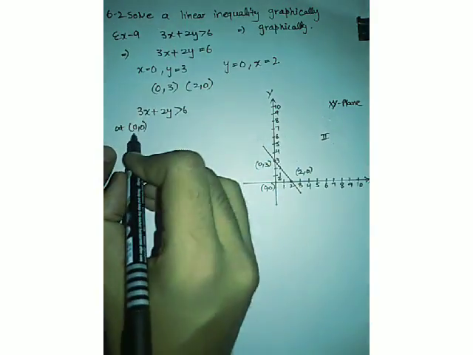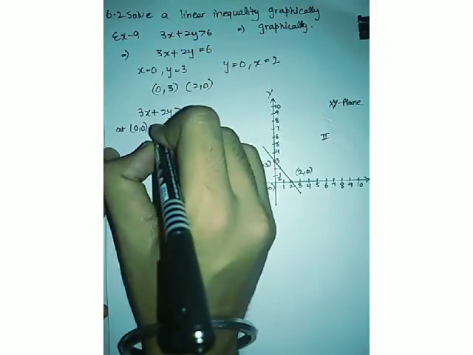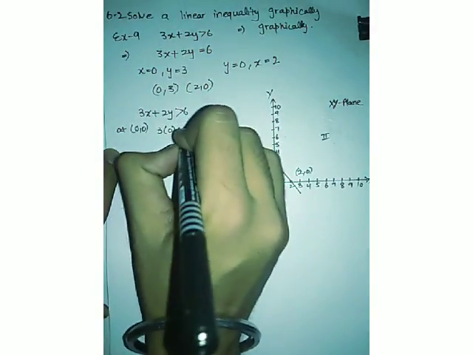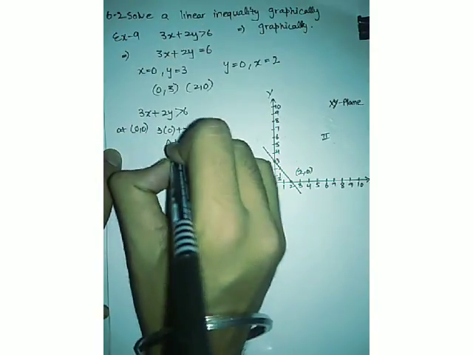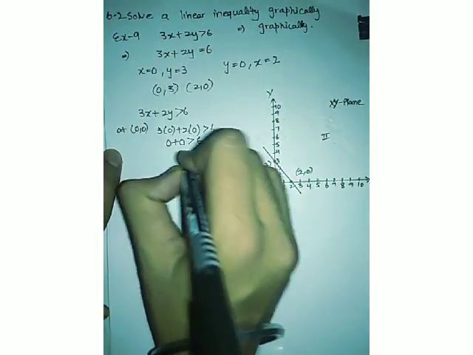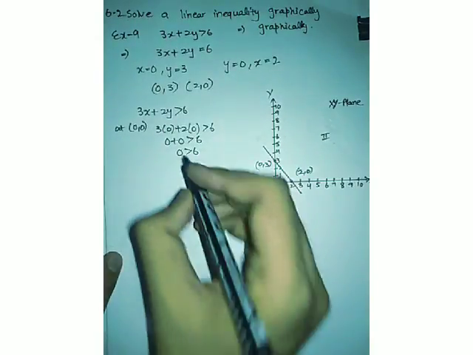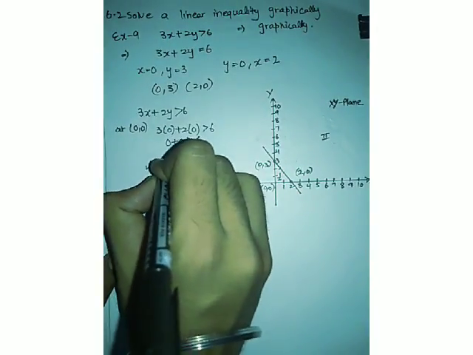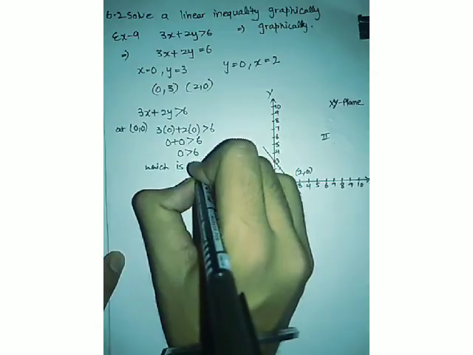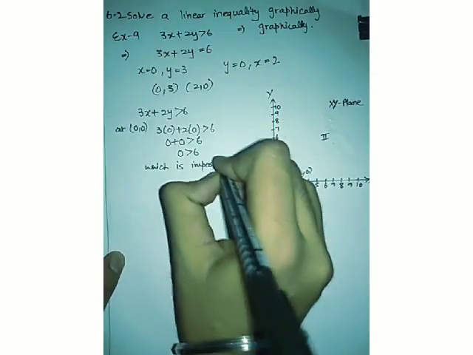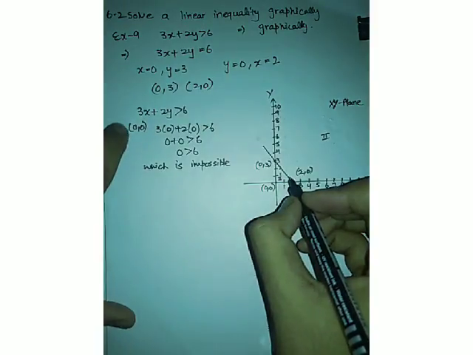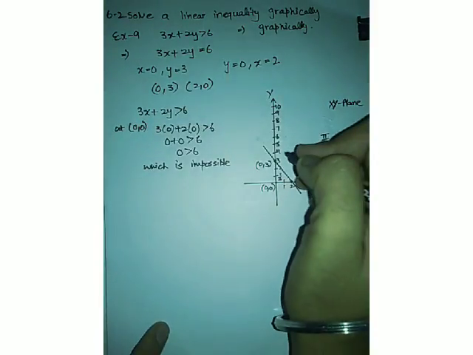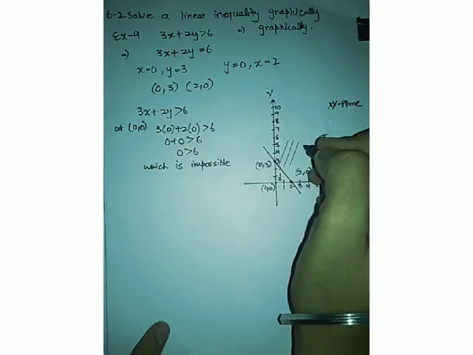All right, so put x equal to 0 and y equal to 0. You will get 3 × 0 + 2 × 0 > 6. Now 3 zeros are 0, plus 0, greater than 6, so 0 > 6, which is impossible because 0 cannot be greater than 6. Okay, so it is impossible. It means the point (0, 0), which is lying in the first region, is contradicting the inequality. That is why our second region will be shaded.